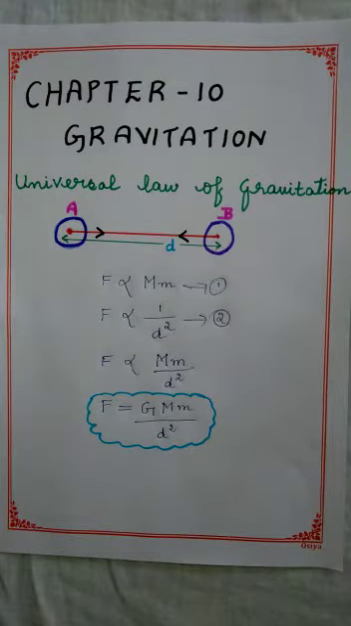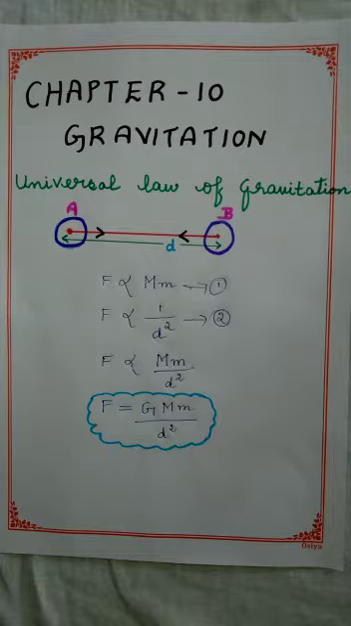Hello children, this is ninth standard physics, chapter 10, gravitation. Any object, let us consider a ball. When a ball is thrown upwards, the ball reaches a certain height and then falls downwards. This is mainly due to the gravitation.